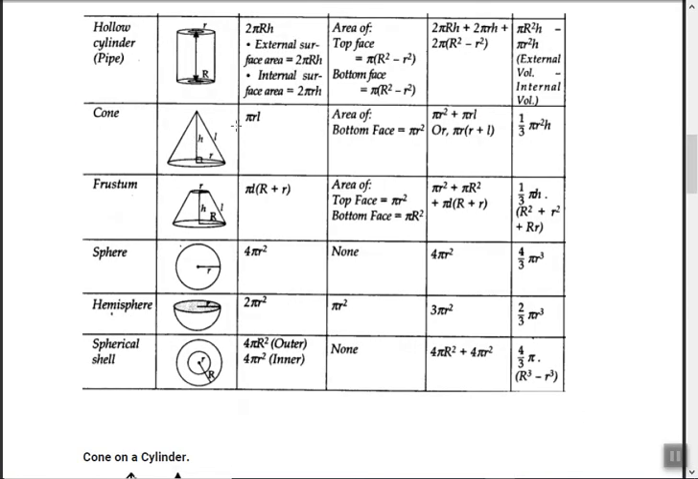Cone, lateral surface area is pi rl. Remember this, you have to remember the formula.